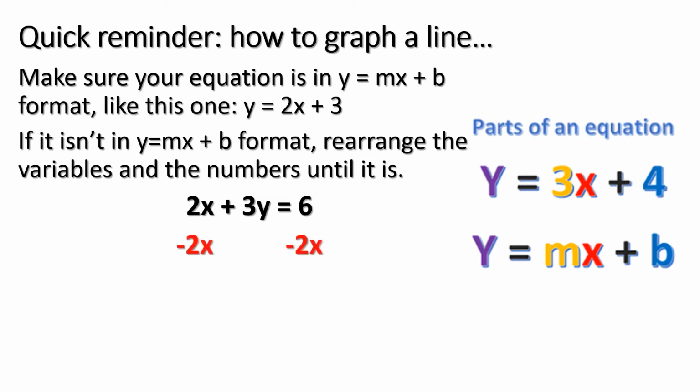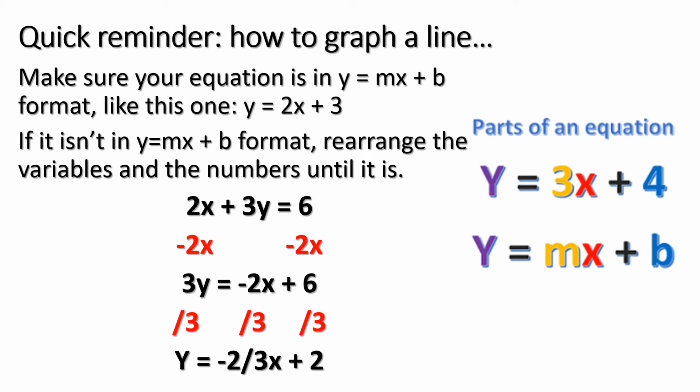First thing I will do is subtract 2x from both sides. That leaves me with 3y equals negative 2x plus 6. I will divide everything by 3 now, leaving me with y equals negative 2/3 x plus 2.